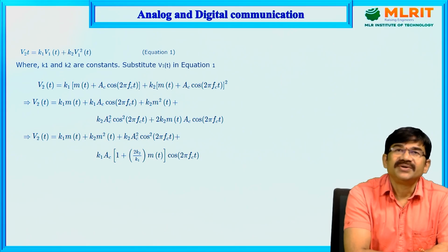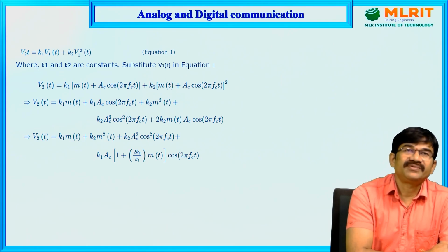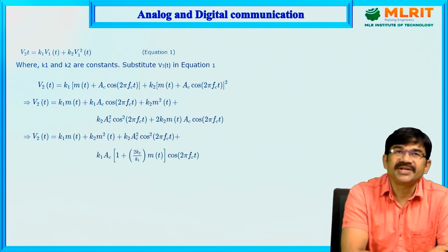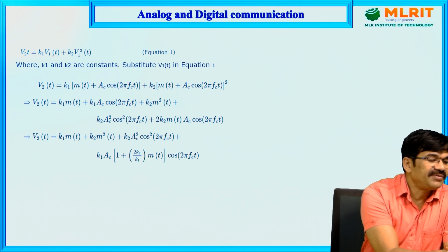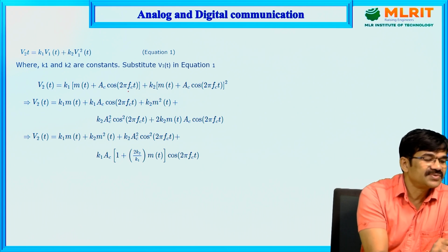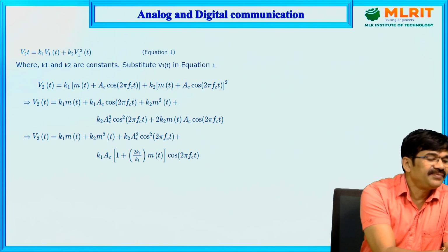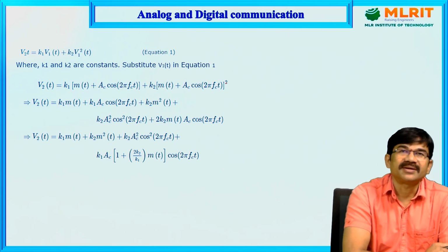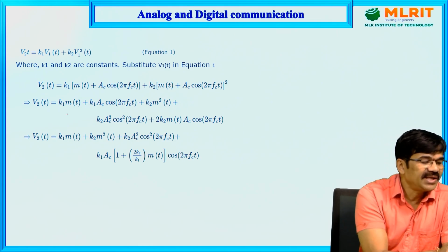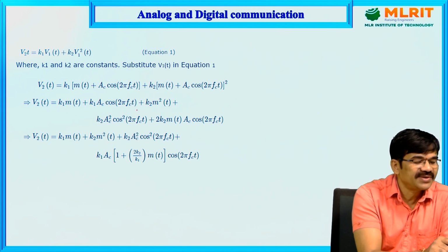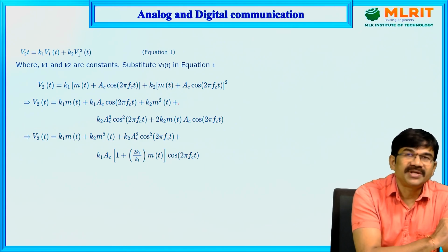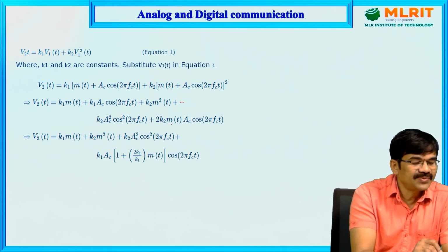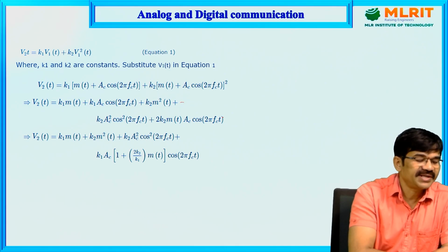Substitute V1 of t in equation number 1. V1 of t is M of t plus Ac cos 2 pi fc t. So K1 times M of t plus Ac cos 2 pi fc t, plus K2 times M of t plus Ac cos 2 pi fc t whole square. Expanding, we get K1 M of t plus K1 Ac cos 2 pi fc t plus K2 M square of t plus K2 Ac square cos square 2 pi fc t plus 2 K2 M of t Ac cos 2 pi fc t.